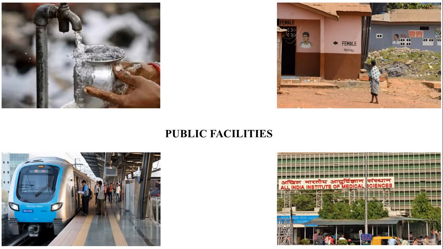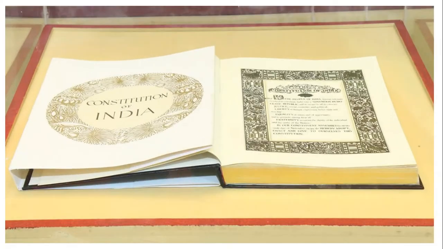Public facilities. The government fulfills many responsibilities and provides different facilities to the citizens of the country for their proper development. These facilities are known as public facilities. Here, we will discuss the role of the government in making public facilities available, especially in the context of fundamental rights given in the Constitution.